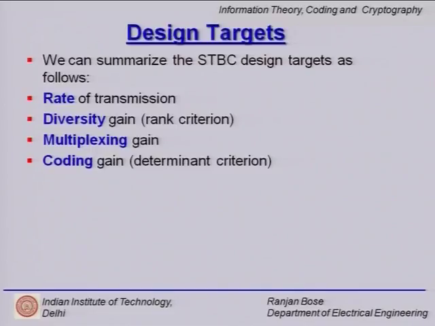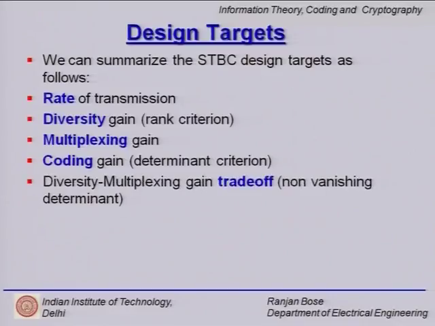Then we had looked earlier into the determinant criterion, where coding gain was also coming from the design of good space-time block codes. So, that is an add-on. And finally, there is a diversity multiplexing gain trade-off, that comes from the non-vanishing determinant condition. We have not talked about it in detail, but intuitively you can look at either from the independent channels that we get from different antenna elements, we have diversity, or we can utilize it as a multiplexing gain, but not both. So, we have a trade-off of sorts.